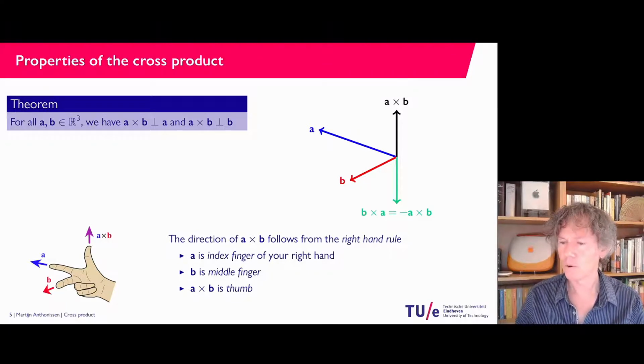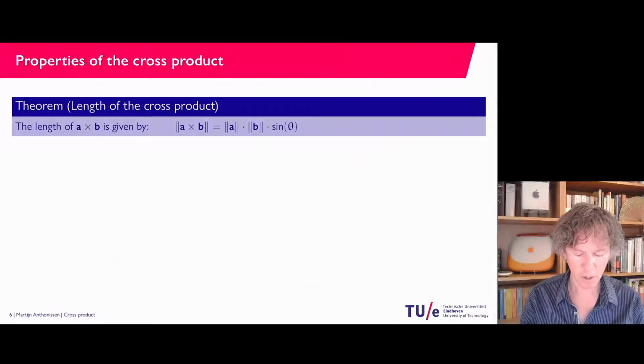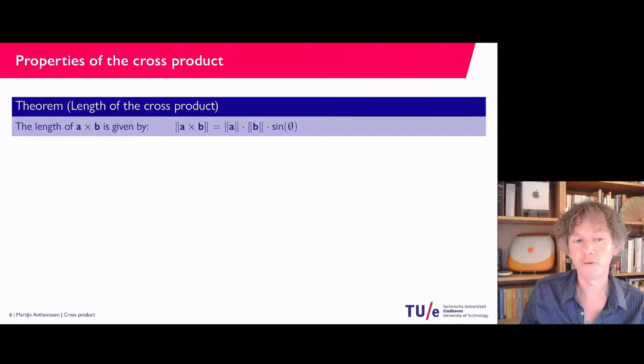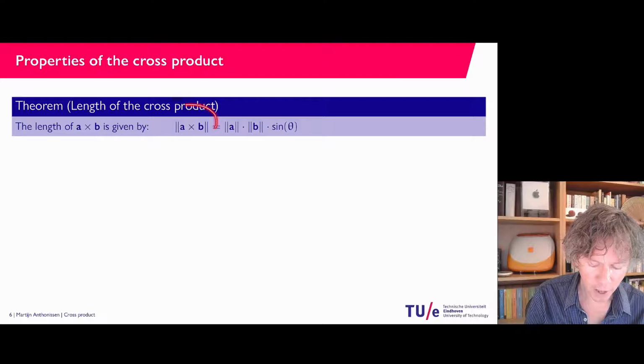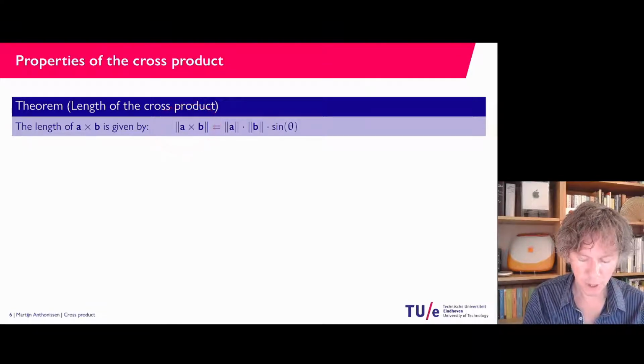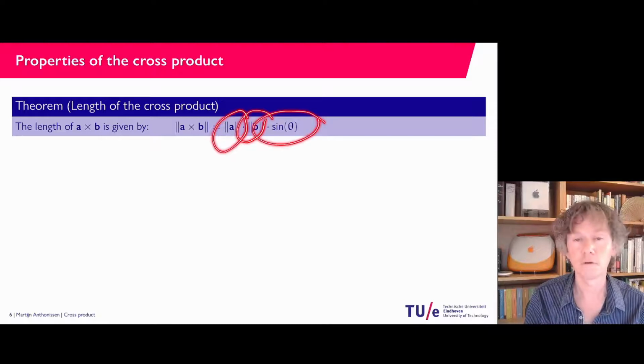Now, what you may remember is that we could express the dot product as the length of A times the length of B times the cosine of the angle theta between the two vectors. We have something similar for the cross product. Of course, the cross product is a vector, but if you look at the length of this vector, then it's the length of A times the length of B times the sine of theta.